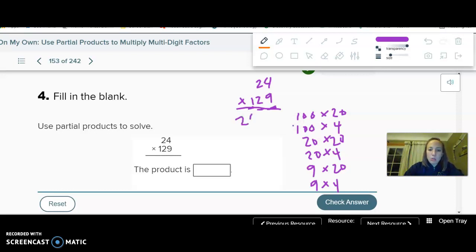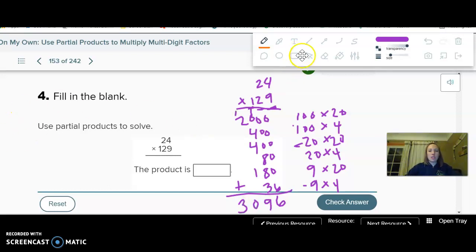1 times 2 is 2, with my 3 zeros. 100 times 4 is 400. Then I have 400 again for the 20 times 20. 20 times 4 is 80. 9 times 20 is 180. And 9 times 4 is 36. Notice how knowing my facts, I can do it a lot faster. If you're using your chart, that's okay. But the more you can practice your facts, the easier it will be. I promise it'll be worth it. 4, 8, 9, 10, and 3. 3,096.